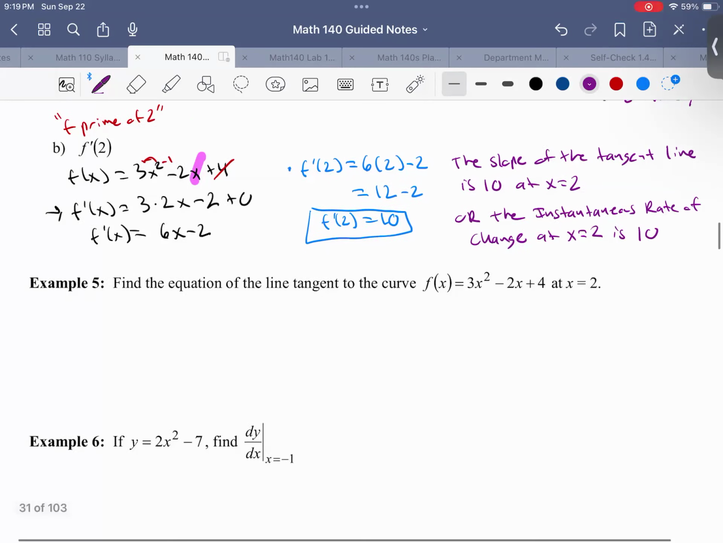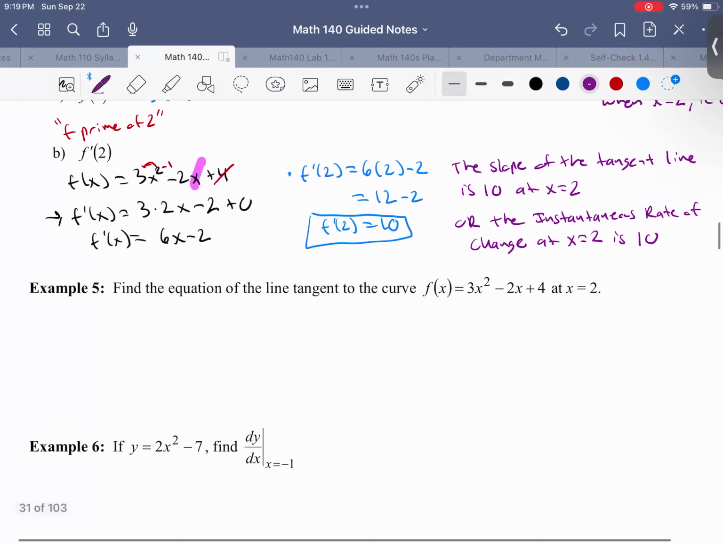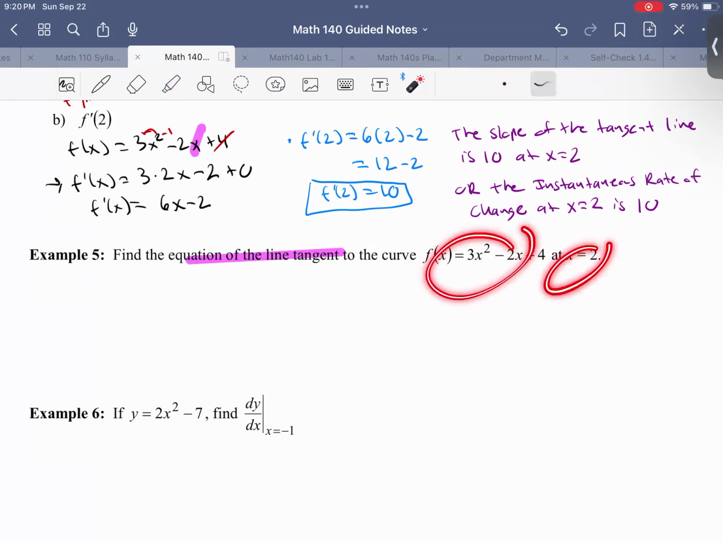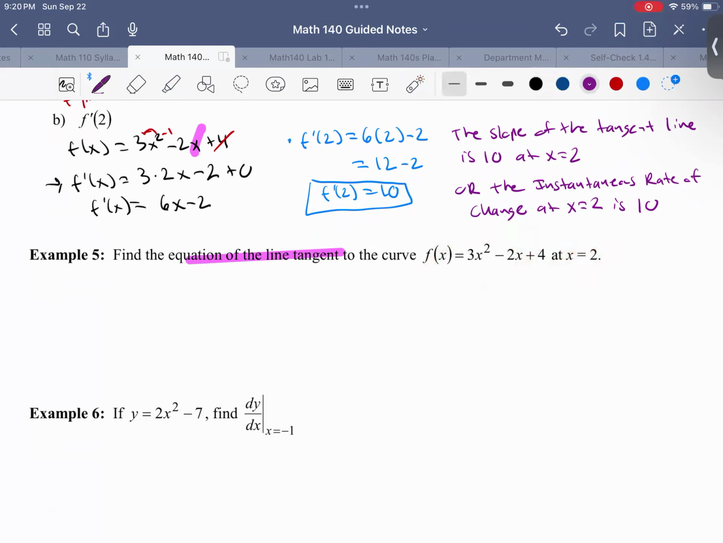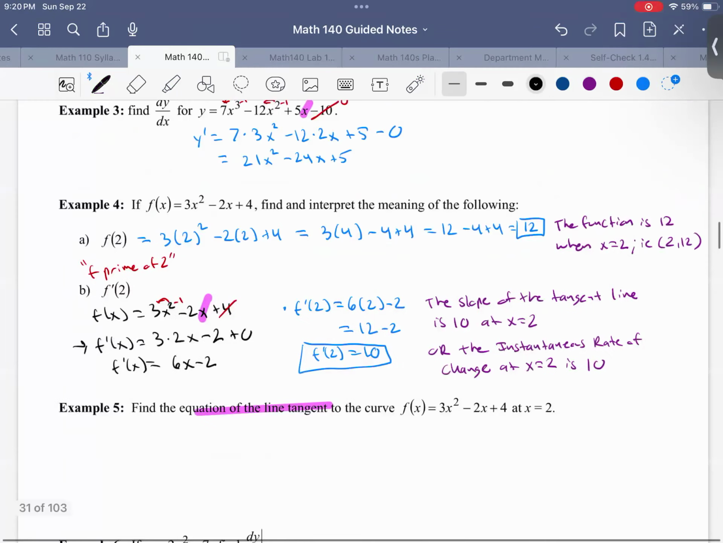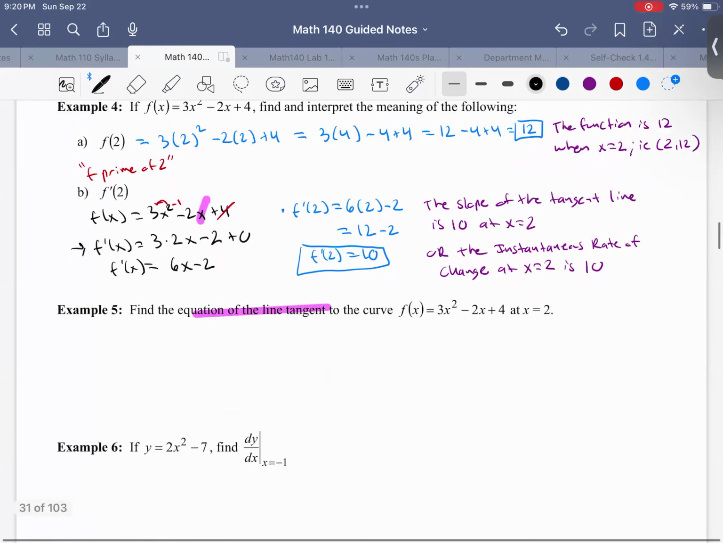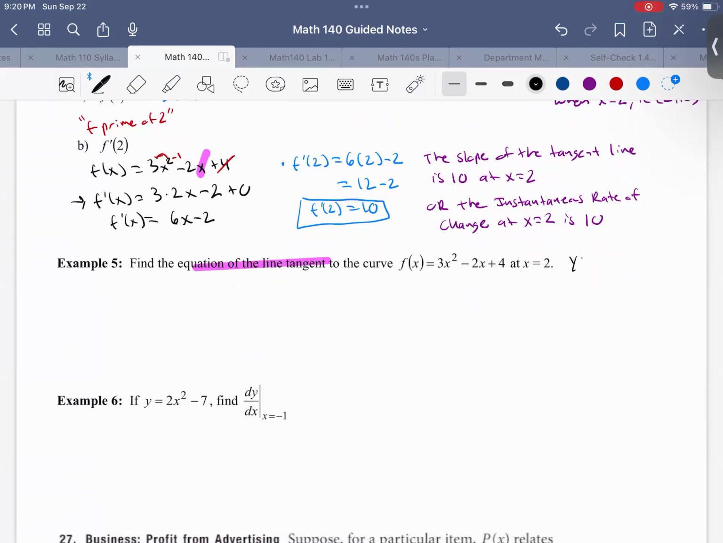Okay, welcome back, everyone. So, continuing on to section 2.1 is this next example, example 5, where we're going to find the equation of the tangent line of a specific function at a point x squared. So, what we're really doing here is hopefully we're going to be finding an equation of a tangent line, meaning like y equals mx plus b.